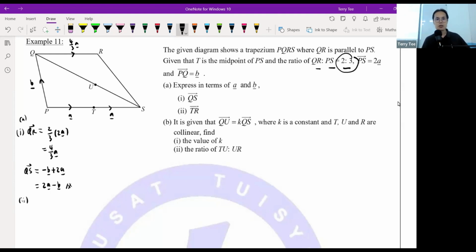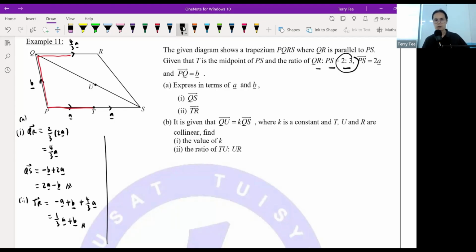TR. How do you go from T to R? I can go T to P, P to Q, Q to R. I will go this way. 1, 2, 3. Okay, so it works like this: minus A plus B plus 4 over 3A. So your outcome is 1 over 3A plus B. I got my vector TR.